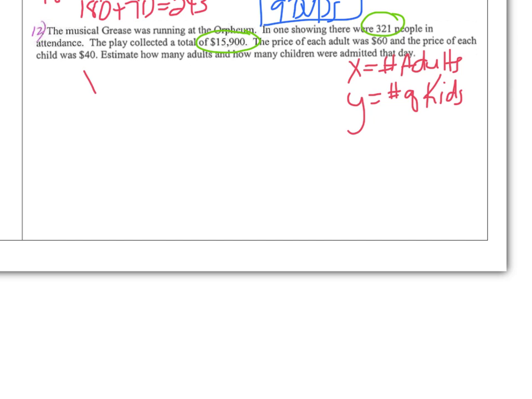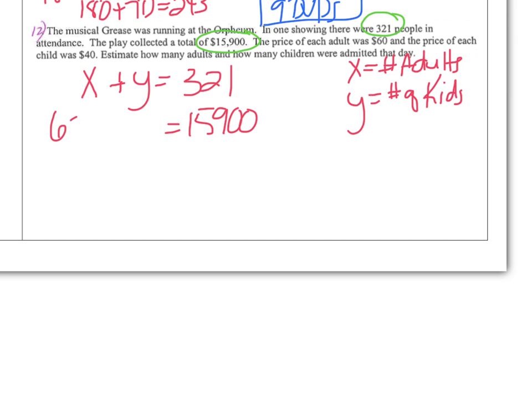So if all the adults and kids combined together, there were 321. Now each adult ticket costs $60, so however many tickets were sold times 60 is going to help us get our total price of $15,900. So we're going to take an adult ticket times 60, so 60x. y are the kid tickets. The kid tickets are $40 each, so however many tickets times the $40 would be plus 40y.